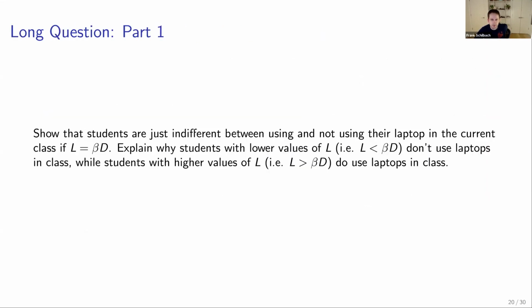First question. Show that students are indifferent between using and not using their laptop in the current class if L equals beta times D. Explain why students with lower values of L, so L lower than beta D, don't use laptops in class, while students with higher values of L, so L exceeds beta D, do use laptops in class.